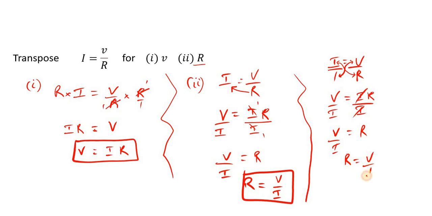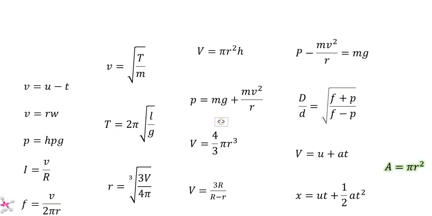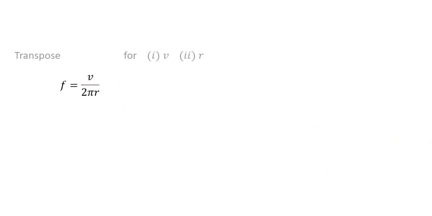Again, we have the solution. Let's look at the next problem. We want to transpose f equals v divided by 2 pi r. For the first part, we're looking to make v the subject. So let's write the formula.